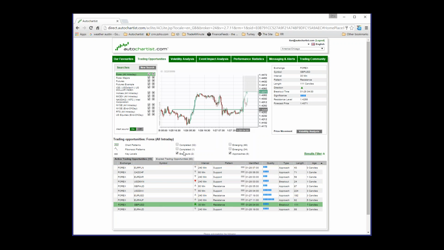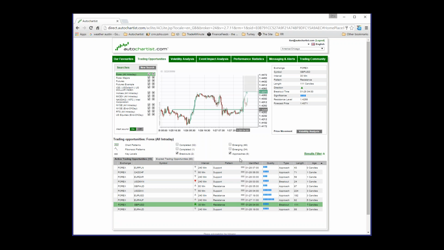Now, I've kind of shown you three different types of patterns. I'm not going to go into Fibonacci right now because I'm not a Fibonacci specialist, so I stay away from talking about things that I don't know much about. But anyway, you get the point that Autochartist provides you analysis in both trending and non-trending markets, right?